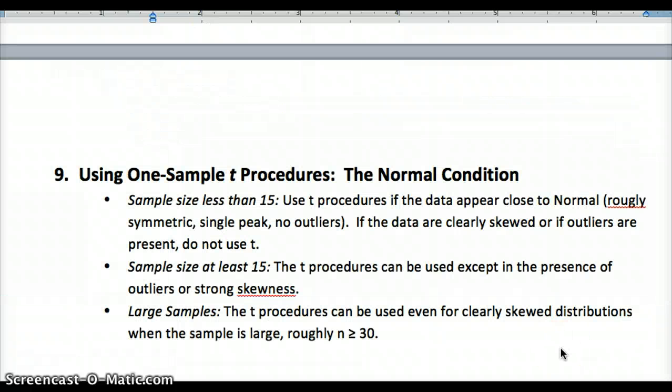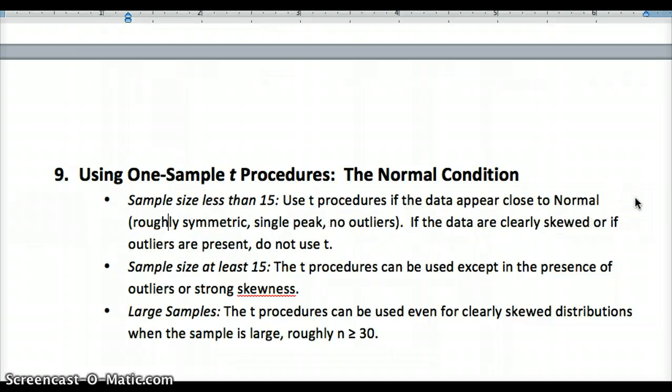So in the case of a t statistic, if we have a sample size less than 15, we can use the t procedures if the data appear close to normal. So roughly symmetric with a single peak and no outliers. So if there's clear skew or there's outliers present, we can't use t. So if it's less than 15, but it appears close to normal, so we'd call that approximately normal, meaning it's roughly symmetric, single peak, no outliers, we can do it.